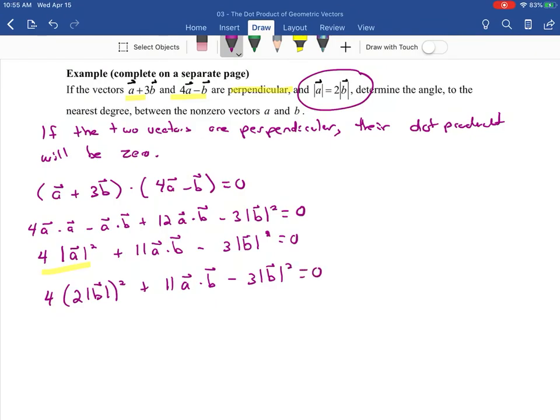I totally get it if your mind's going wild here. You're like, well, what are you doing here? You're just messing around. And the answer is, yeah, that's exactly what I'm doing. I'm just sort of messing around with this stuff and using the vector algebra that I've been given. What happens here? I get 4 times 4 magnitude of b squared. I just square both things in the brackets. Oh, and that becomes 16 magnitude of b squared.